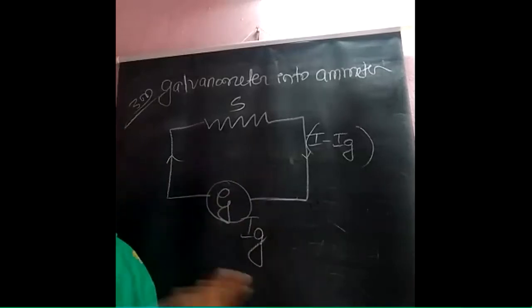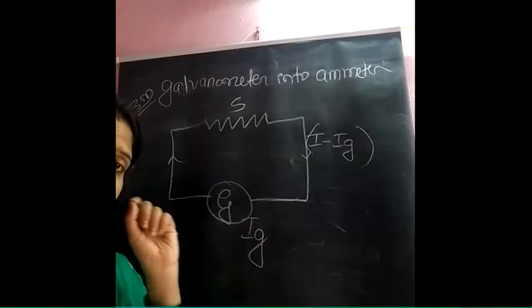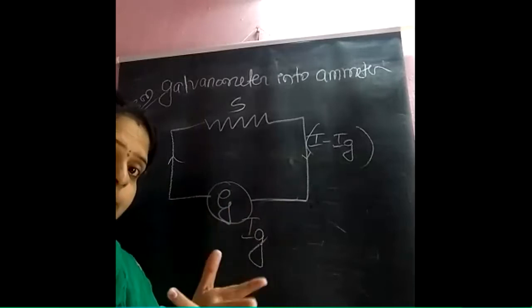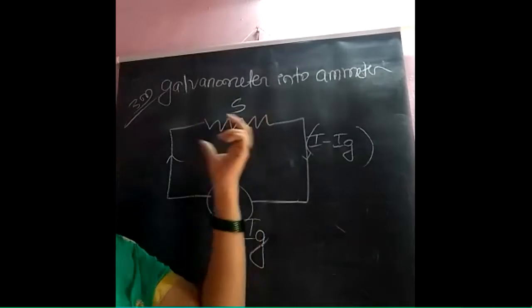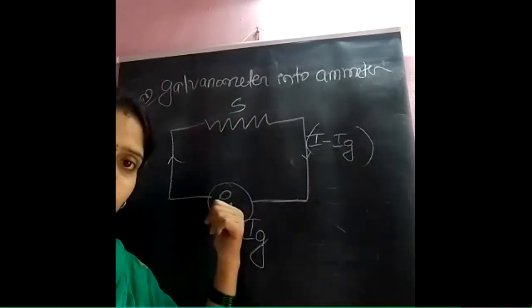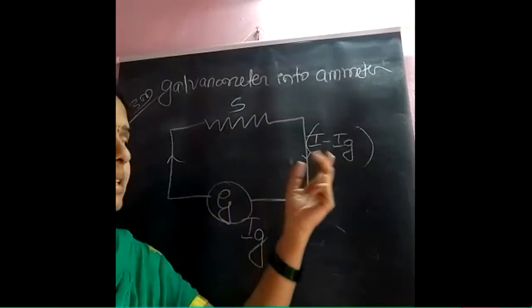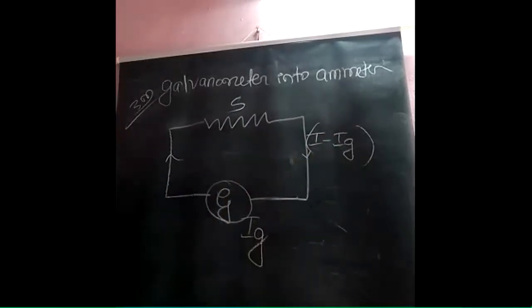So other things, however you want, you can write it. But the thing is, the resistance is connected in parallel and the resistance value is very low. When a low resistance is connected in parallel, a galvanometer can be converted into an ammeter. IG is the current through the galvanometer, I minus IG is the current through the shunt resistance. Okay, right. So next, I'll write the mathematical expression.